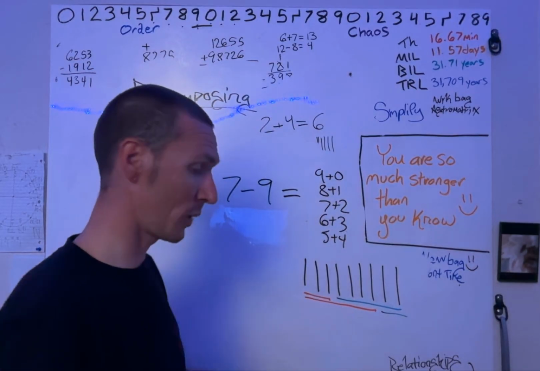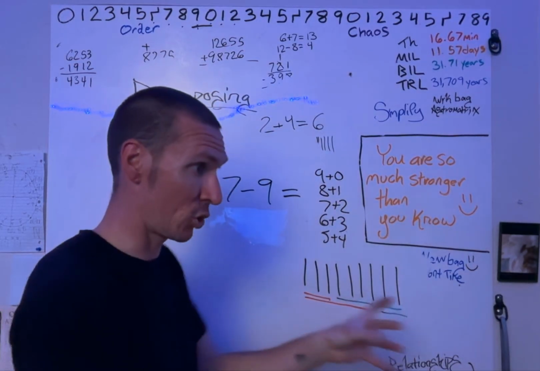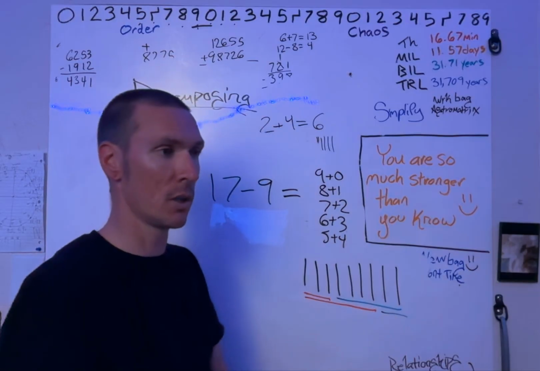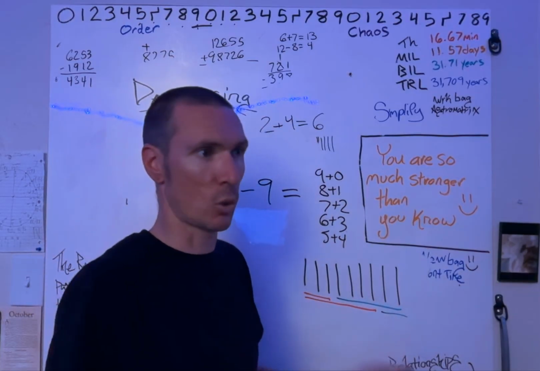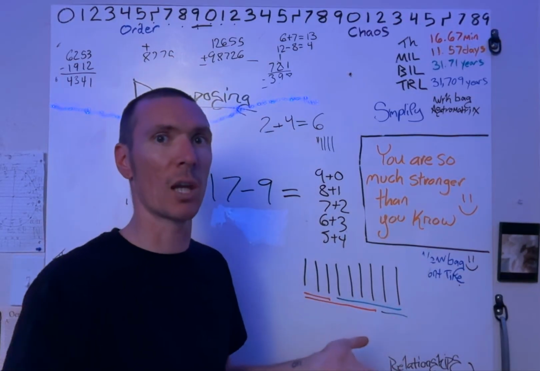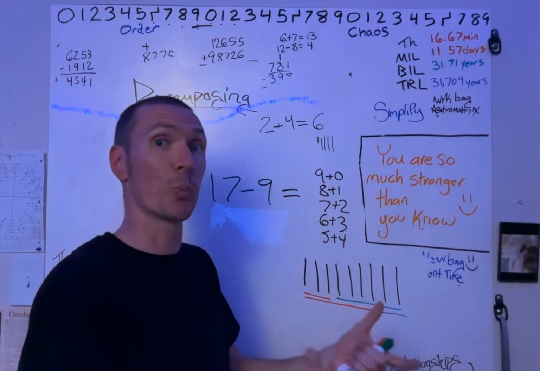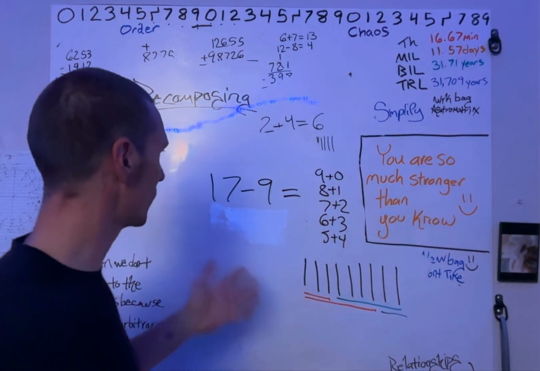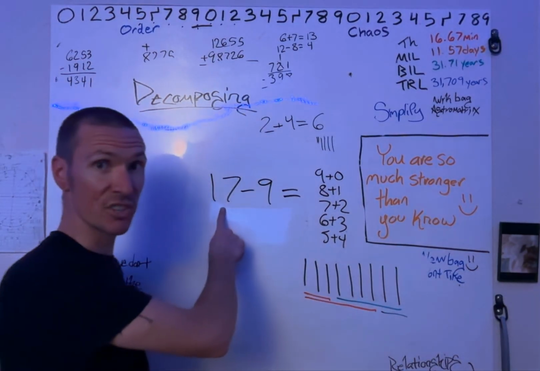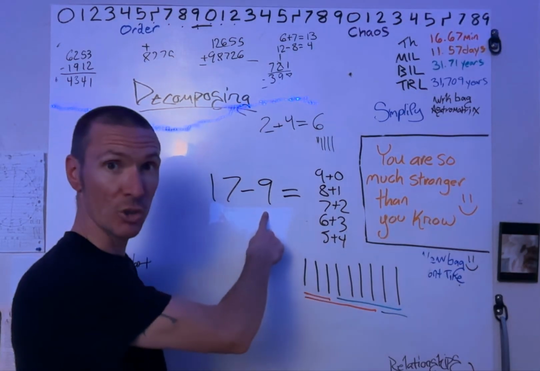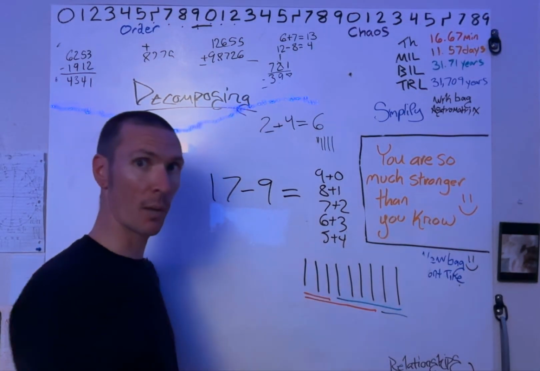Okay, and when we have 9 ones, we can group those ones however we want. The quantity 9 is never going to change. It's just the different way that you group them together. So you have 17 ones, and you're subtracting 9 ones from them.